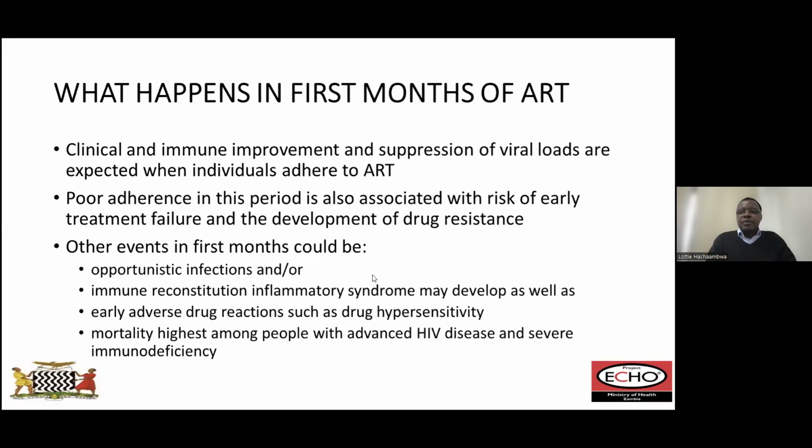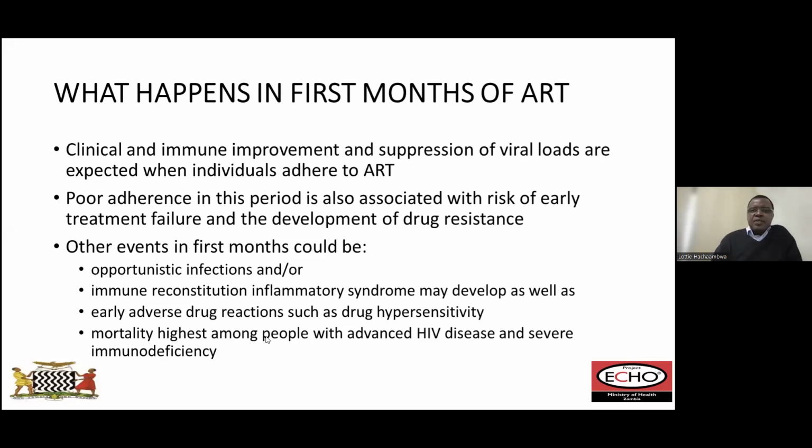What happens when someone starts treatment? The goal of treatment, as you all know, is to achieve viral suppression and an immunological response, where the CD4 count improves from what it was before treatment, especially if it was very low. It is also to reduce morbidity and the risk of serious illnesses such as tuberculosis, cryptococcal meningitis, pneumocystis pneumonia, and other very serious infections.